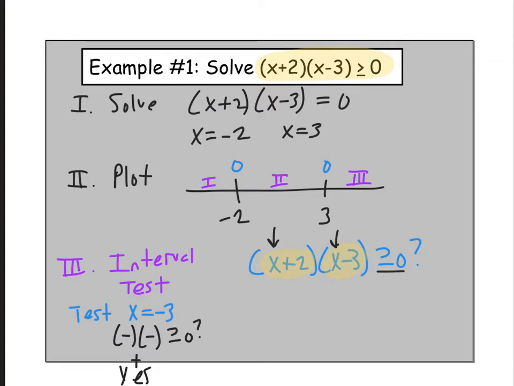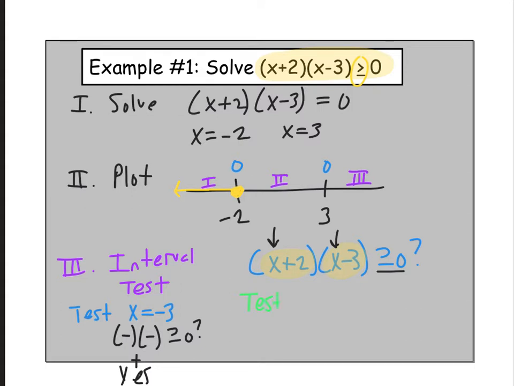So what that means for our number line is that all these numbers work, so they're part of our solution, and negative 2 itself also works, because at negative 2 this thing equals 0, and that is allowed in this case because we have the equal sign there.